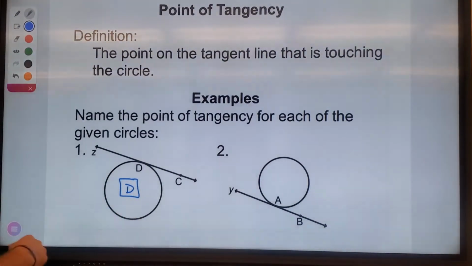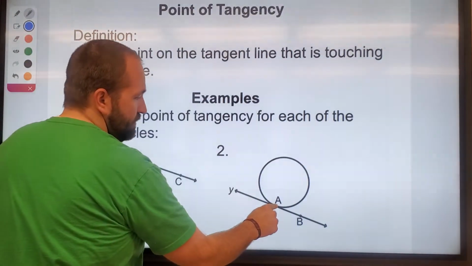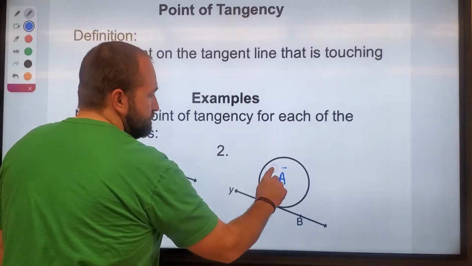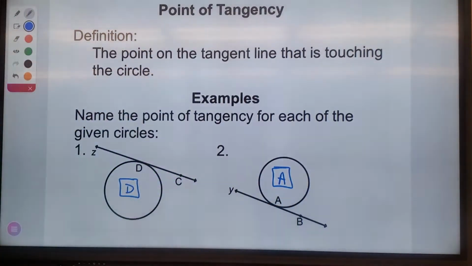Number 2, the point of tangency would be right here, which is point A. If you would prefer to write out point D and point A, that would be okay. But if you just give me the capital letter there, not a lowercase letter, then you would be fine.